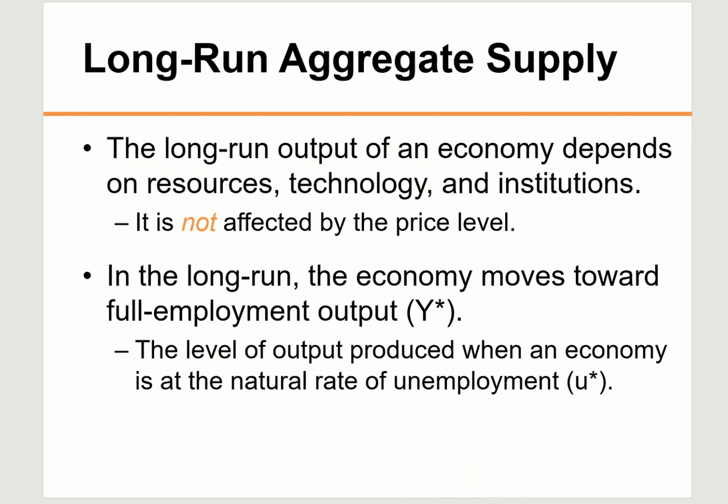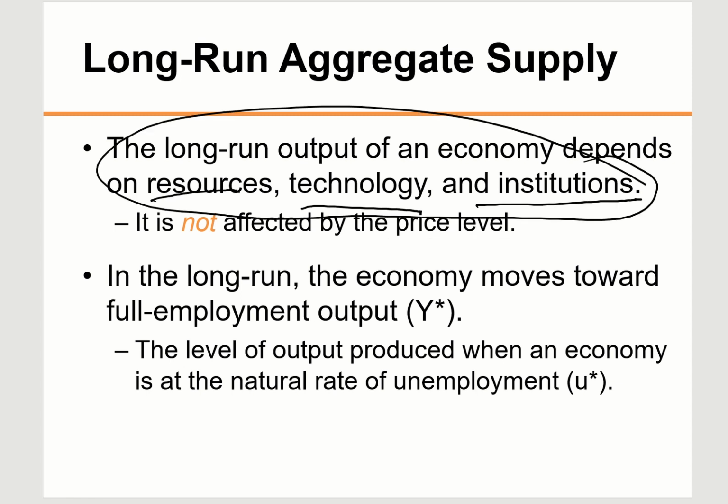All right, so whenever your long run economy changes, your long run supply changes, this will not be affected by the price level. So long run supply changes will come from your resources, your technology, your institutions. Whenever these three change, you're going to shift your long run aggregate supply curve.